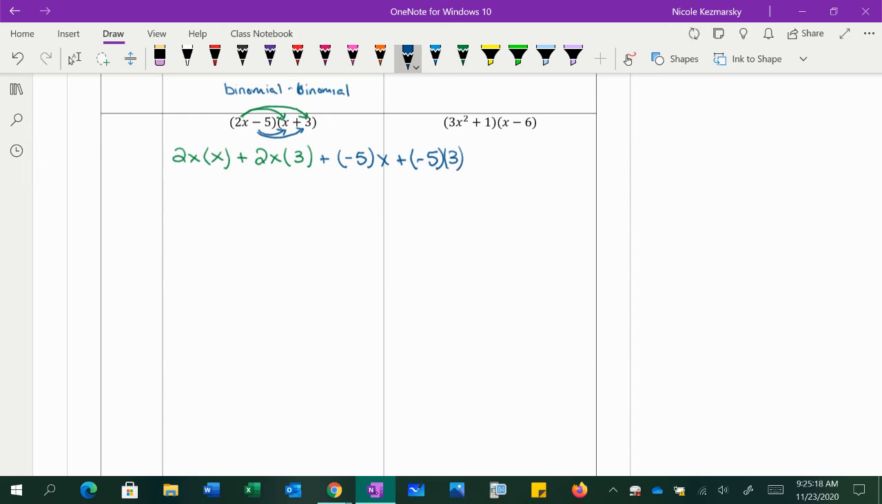So putting that all together, 2x times x is 2x squared. 2x times 3, I can do 2 times 3 and get 6, so plus 6x. Then I've got minus 5x, and then -5 times 3 is going to be -15. I have like terms, and so I can combine those and make this 2x squared plus x minus 15.